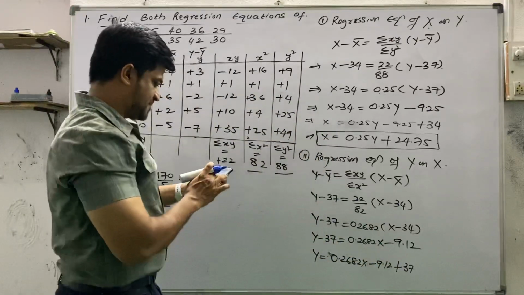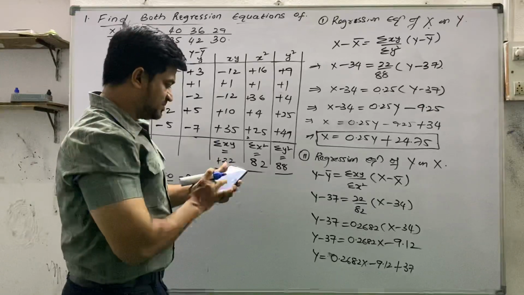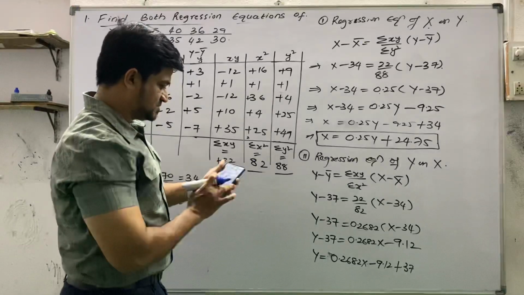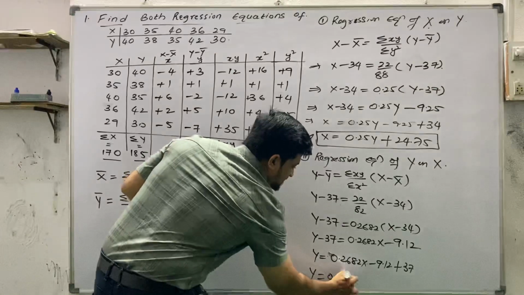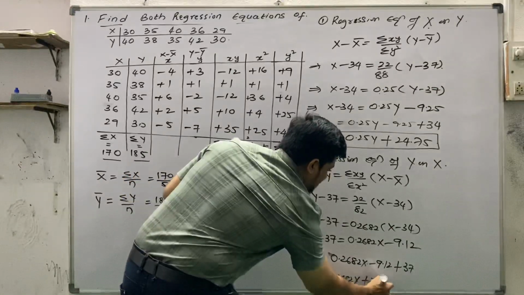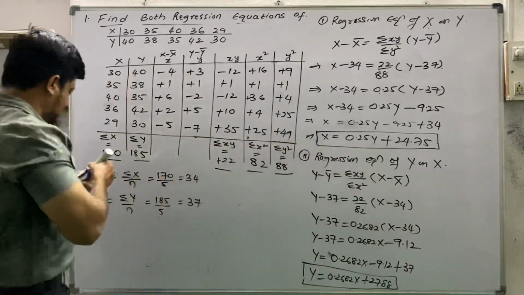So we have minus 9.12 plus 37, which is 27.88. y equals 0.2682x plus 27.88. This is the regression equation of y on x.